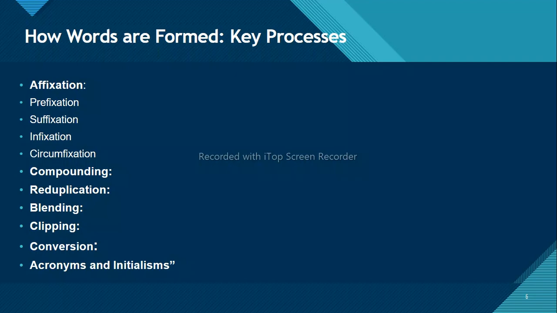Acronyms and initialisms. Lastly, let's look at acronyms and initialisms. These processes create new words from the initial letters of a series of words. Acronyms: words formed from the initial letters of a phrase and pronounced as a single word, like NASA, National Aeronautics and Space Administration, and laser, light amplification by stimulated emission of radiation. Initialisms: words formed from the initial letters of a phrase, where each letter is pronounced separately, like FBI, Federal Bureau of Investigation, and ATM, Automated Teller Machine.